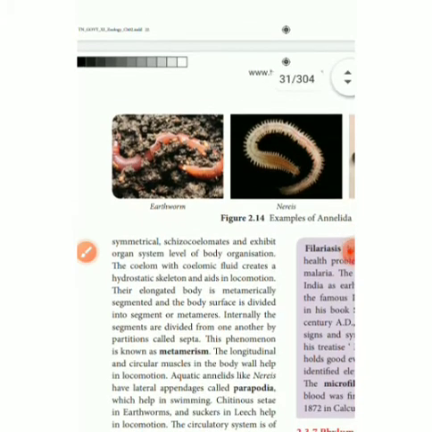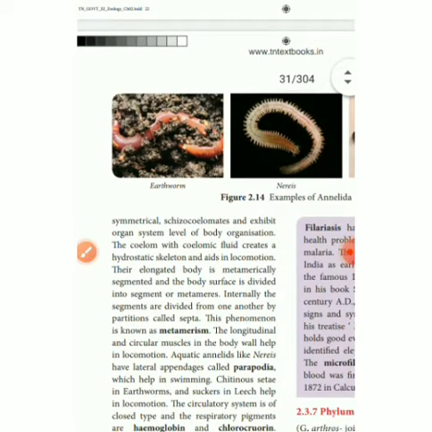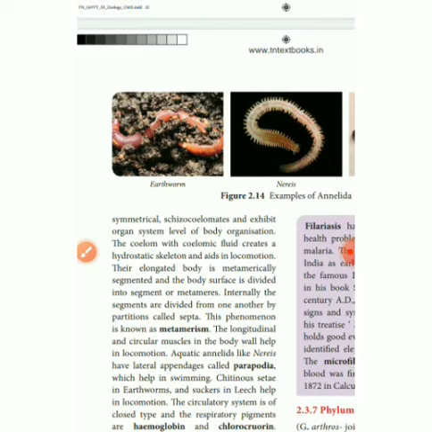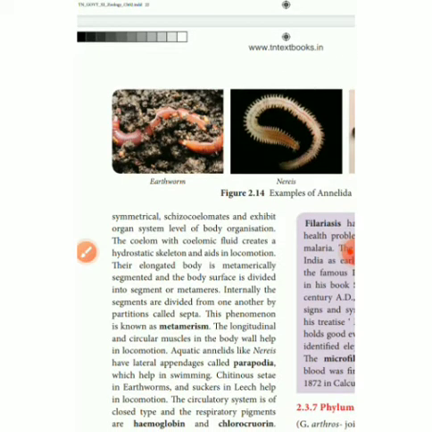In this coelom, animals have coelomic fluid that acts as a hydrostatic skeleton in locomotion. The body is elongated and metamerically segmented. The segmented body portions are separated by septa, and this phenomenon is called metamerism. Metamerism means the elongated body is metamerically segmented; the surface is divided, not just internally but externally as well.